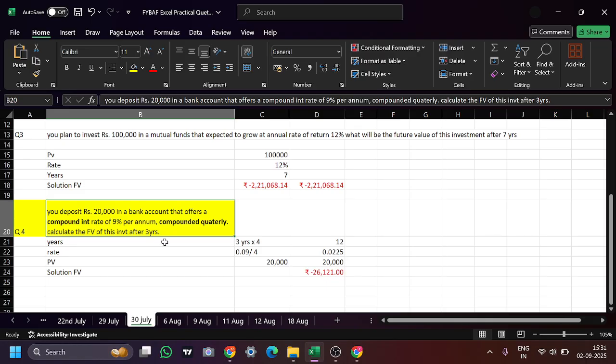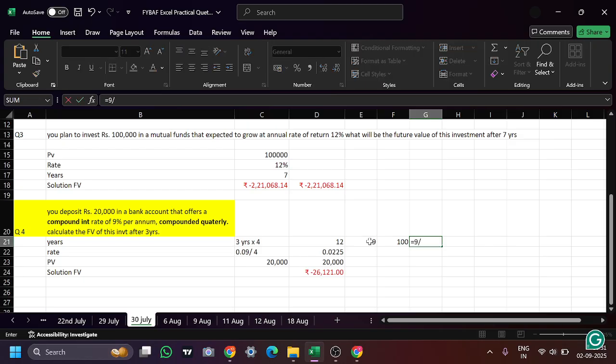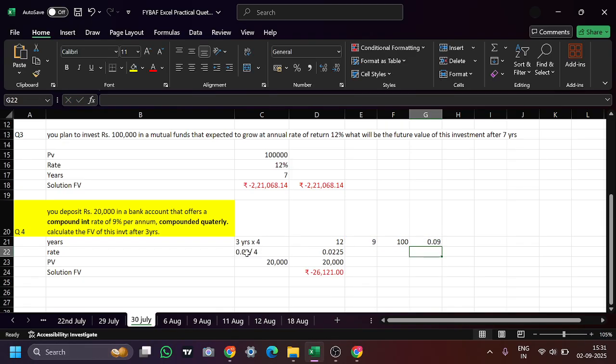Now the number of years will be how much? 3 years. Done. Into quarterly, so we should multiply it by 4, so the number of periods will be 12. Now the rate is mentioned as 9%, so we are going to take 9 divided by 100. If we do 9 divided by 100, we will get 0.09 as the answer. Then 0.09 divided by compounded quarterly, as mentioned over here, so divided by 4, we will get this value.